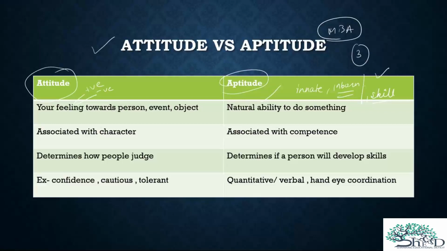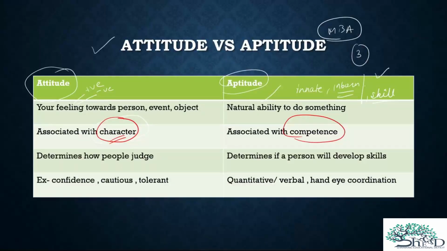Humans are able to adapt to a lot of situations, so people can learn something even though there might not be an aptitude for it in them. Let me change the color first. Attitude is associated more with the character of a person, and aptitude is more close to competence. If you can do something, that is competence; character is how you are. Attitude also determines how you will arrive at a judgment, a correct or a wrong judgment, and how you will perform a task also.